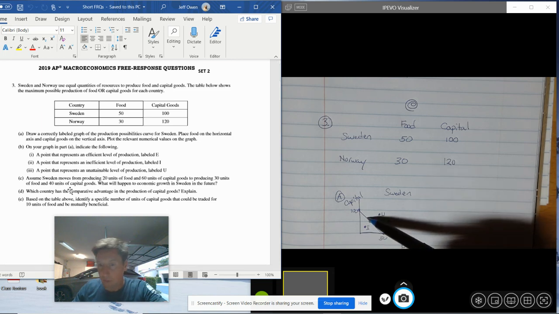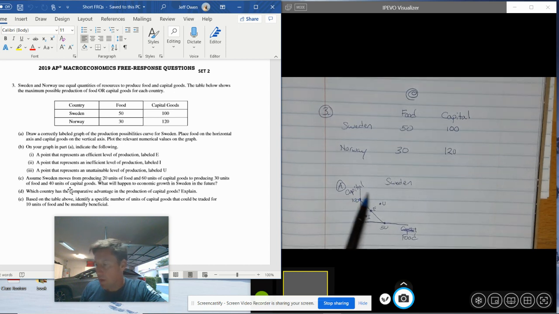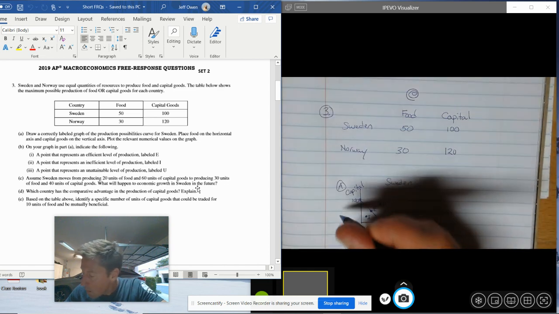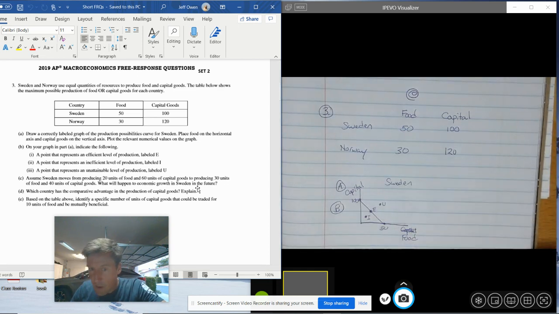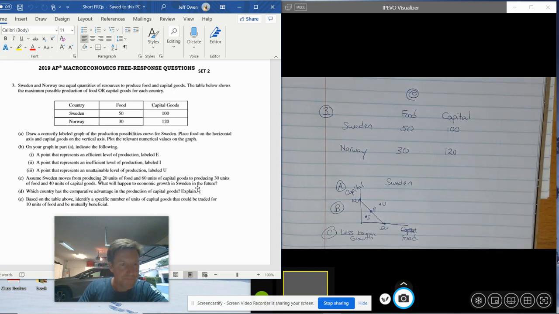On one of these graphs, whenever you're producing more capital goods than consumer goods, you're going to have a larger economic growth in the future. If you're producing more food, you're going to have less economic growth in the future. So what will happen to the economic growth in Sweden in the future? This is C. I'll put a B on there too. And then C would be less economic growth. Cool.